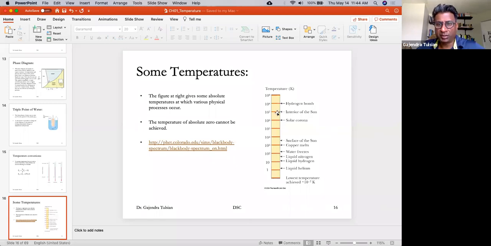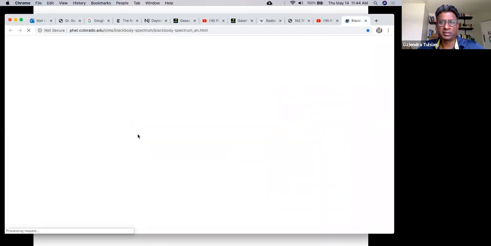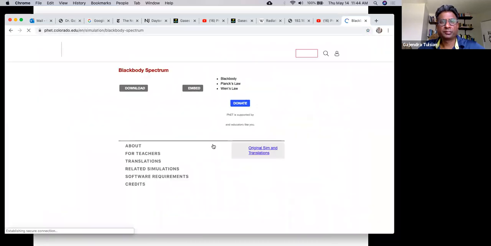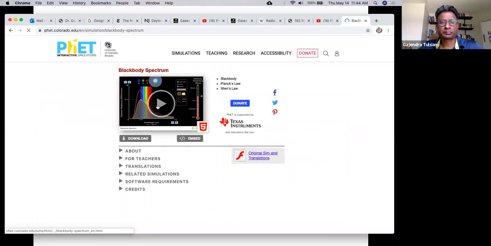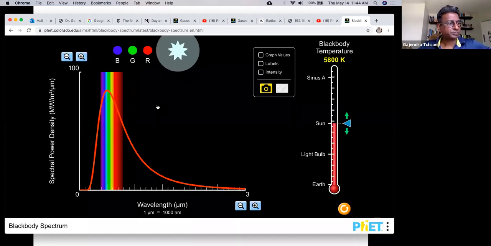And here's how you measure these temperatures. Every body, every object emits electromagnetic radiation. What this is showing is the intensity of the radiation at various wavelengths.